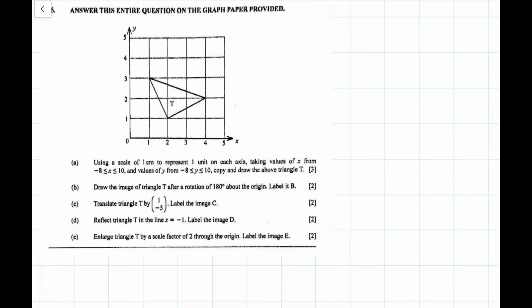So for A, it says using a scale of 1 cm to represent 1 unit on each axis, taking values of x ranging from -8 to 10 and values of y from -8 to 10, copy and draw the above triangle T. So right now I'm just going to quickly draw a graph so we can get started with that part of the question.